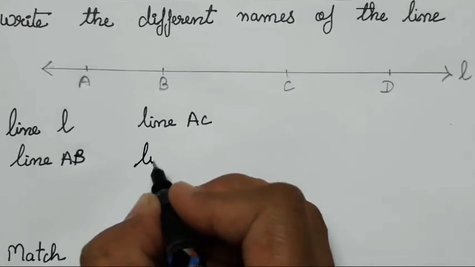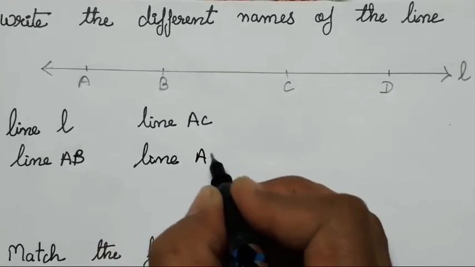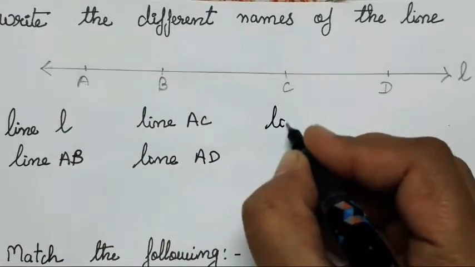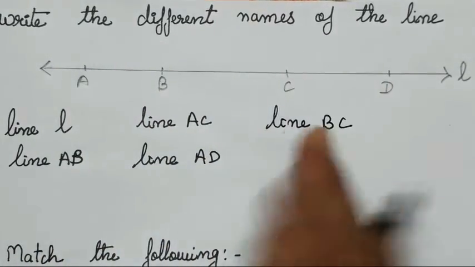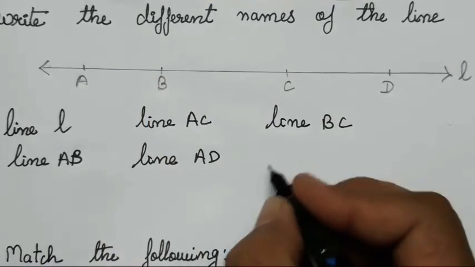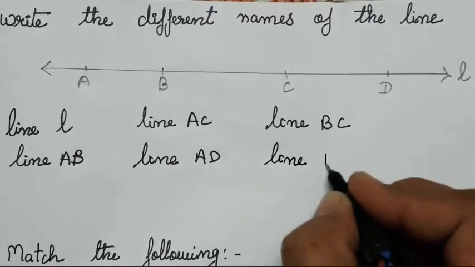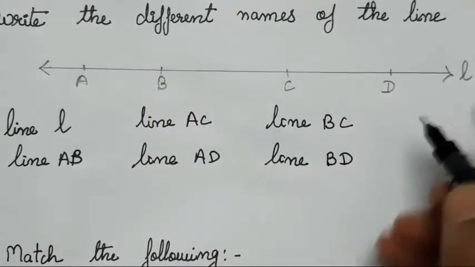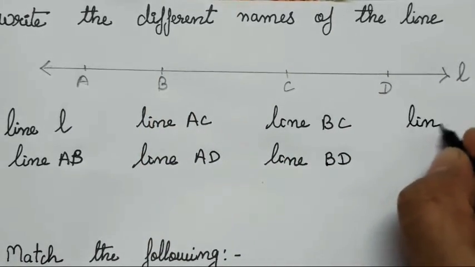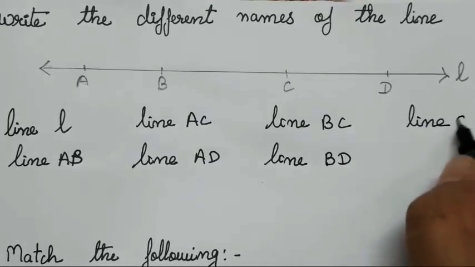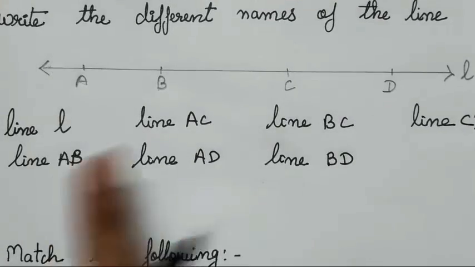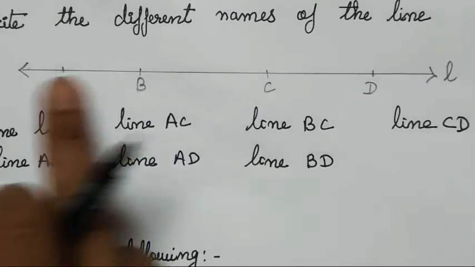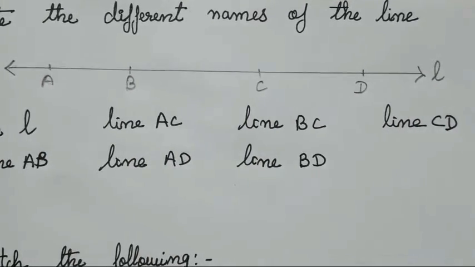Next is line AD. A and D. Next is line BC. Line B and C. Next is line B and D. B and D. And the other one is line CD. Okay, so these are all the lines. These are all the lines that I have got from the given figure in the textbook.